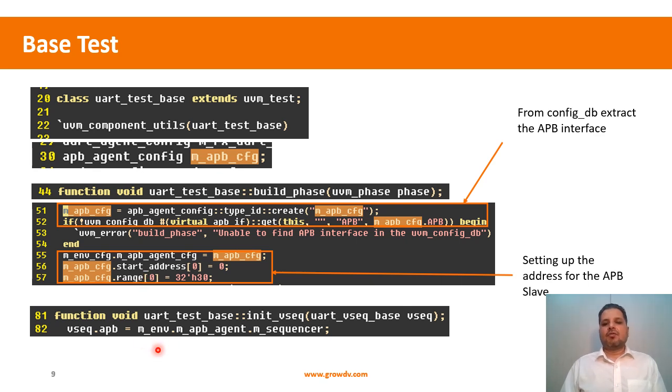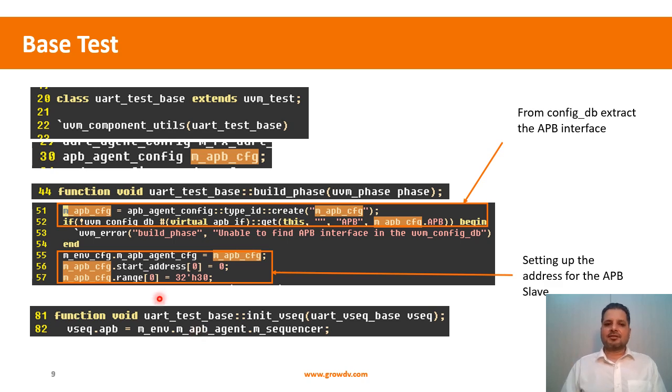And then we come to this, there is one more task called init vsequence, which is a part of this base test which gets called. And in this init vsequence, what we do is we set up the APB sequencer handle. Okay, so in the vsequence.apb, we set up this particular m_sequencer from the APB agent, and this is what we were using in the virtual sequence that we were running. Okay, so this resolves those two items.